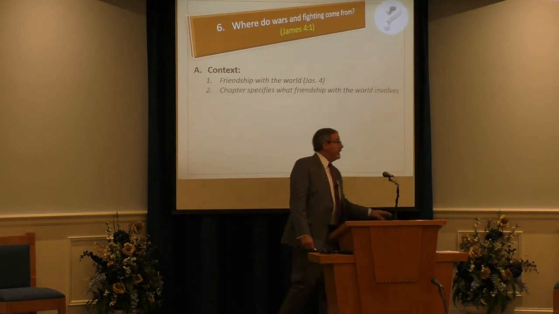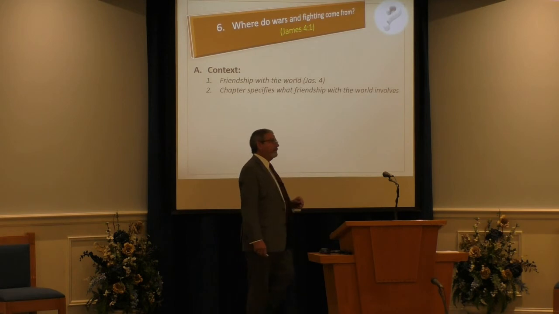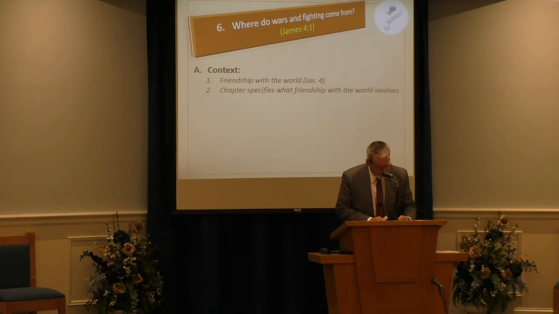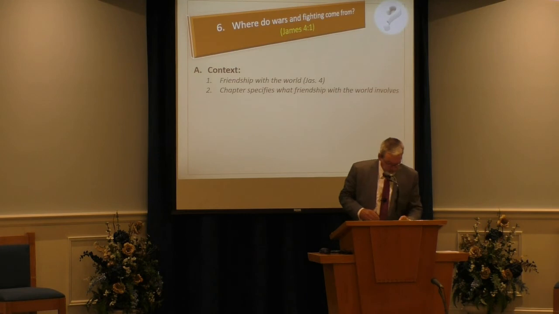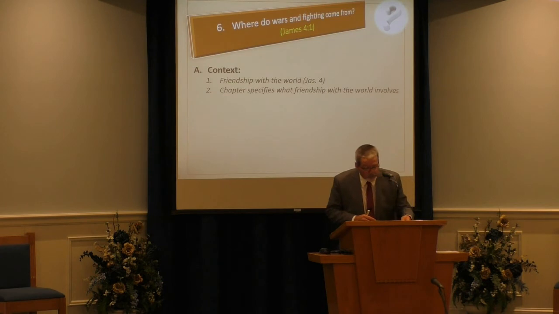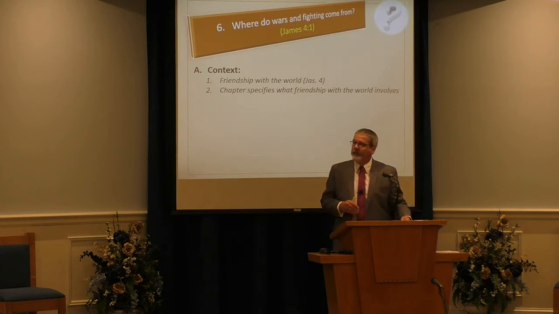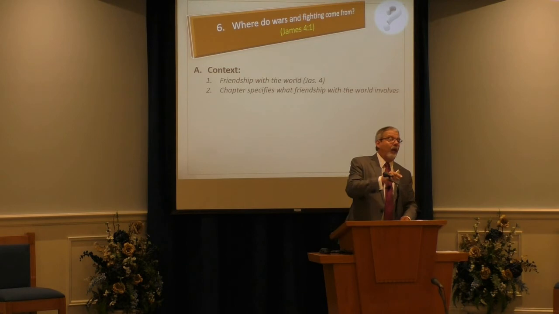Now, what the chapter does is specify what friendship with the world involves. I'm not going to put that on the screen before you, but follow with me, for example, at verse 2: the neglect of prayer would be one of those. You neglect prayer, that's part of friendship with the world. Verse 4, spiritual adultery. Verse 5, envy. Pride, verse 6. Judging your brother, verse 11. Being overconfident concerning your future, verses 13 to 16. Failing, verse 17, to do what you know you should be doing. Now let's go back to verse 1 and add one more. Wars and fighting. That's part of friendship with the world.